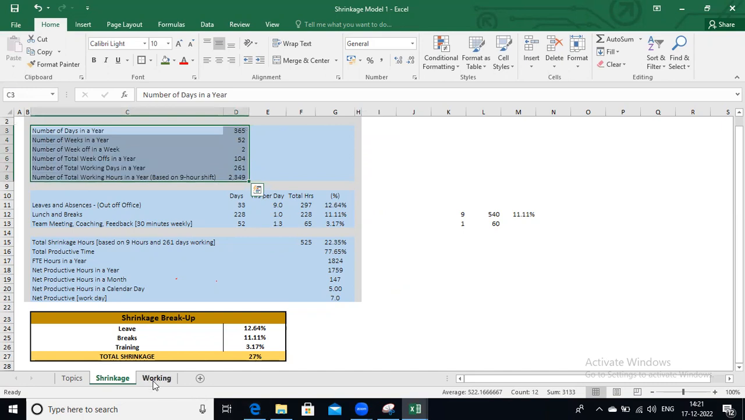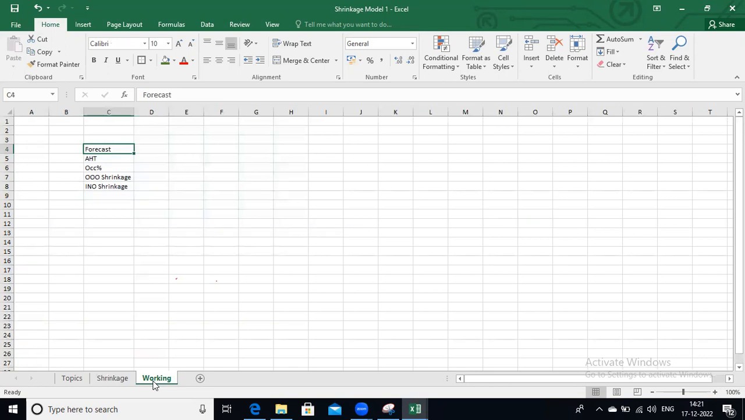So now moving to the working sheet, and here we will do the linear calculation to calculate the requirement. So these are all the assumptions which I'm going to take. Let's suppose we have 10,000 calls. The AHT is 300 seconds, and occupancy I'm taking is 85%. Out of office shrinkage is 12%, and in office I'm taking 11.1%.